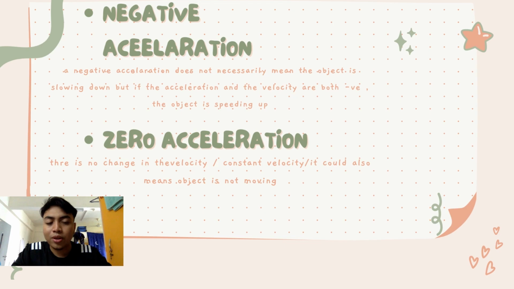When the velocity and the acceleration are both in a negative direction, the object is said to be speeding up in a negative direction. Then there is another one, which is zero acceleration. Zero acceleration means there is no net change in the velocity, or constant velocity, and it could also mean the object is not moving at all.